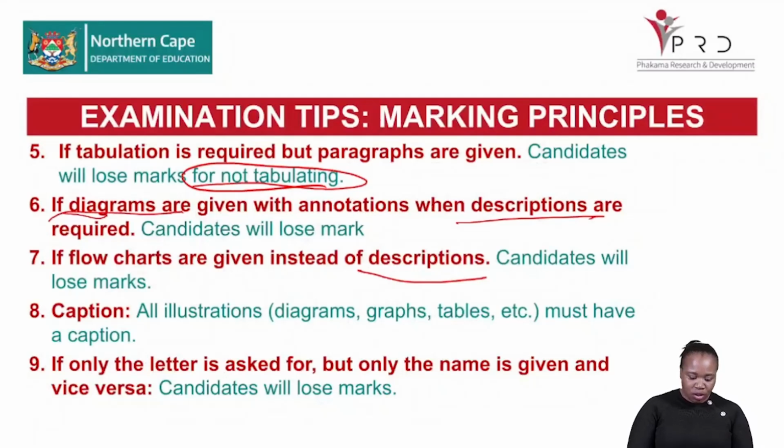Okay. Caption all illustrations. When we're talking about all illustrations here, we are referring to diagrams, we are referring to graphs, we are referring to tables. Everything, make sure that they have a heading or a caption. Simple. If you are expected to draw the structure of a chromosome, just say structure of a chromosome. Underline it and draw your chromosome. You will get a mark for that.